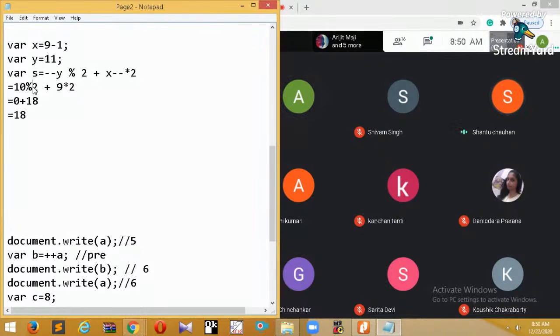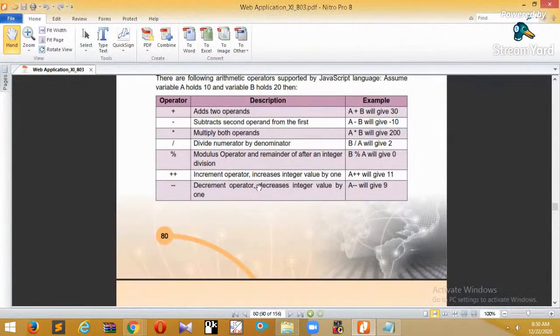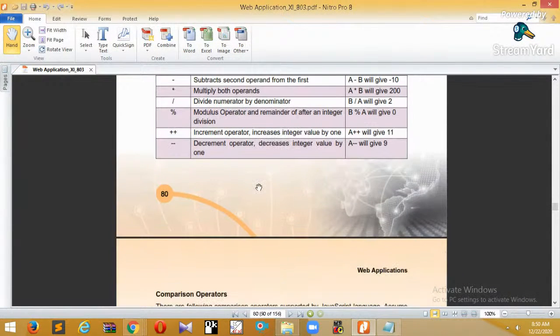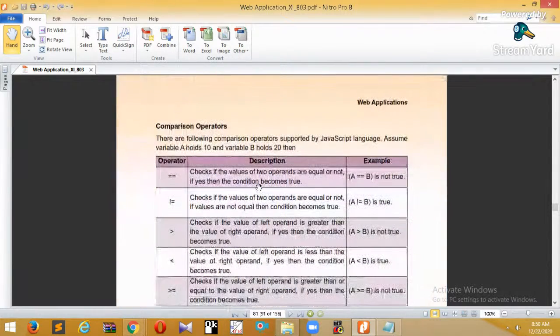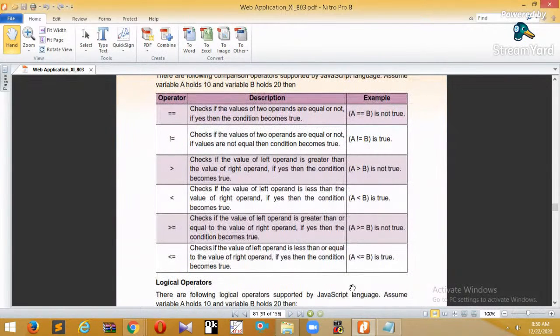Okay, so I think now this part is clear to everybody. So here a few more operators are there. Till now we have discussed arithmetic operators and increment decrement operators. Now the next, this part we have also discussed earlier. These are very important ones. The main important point you should remember: this kind of operator, equal to, not equal to, greater than, less than, greater than or equal to, and less than or equal to.